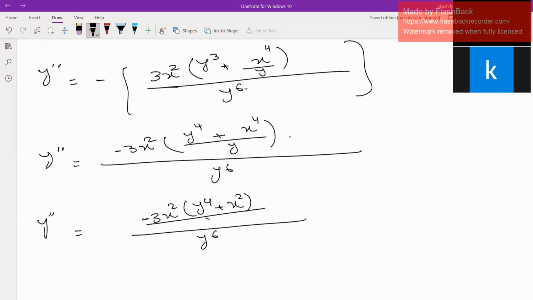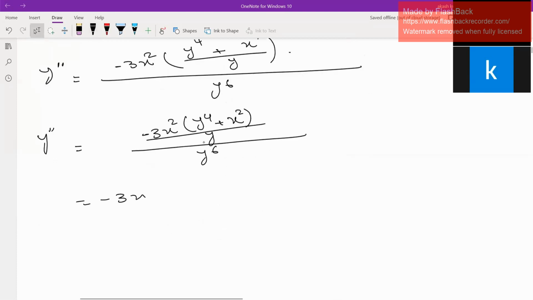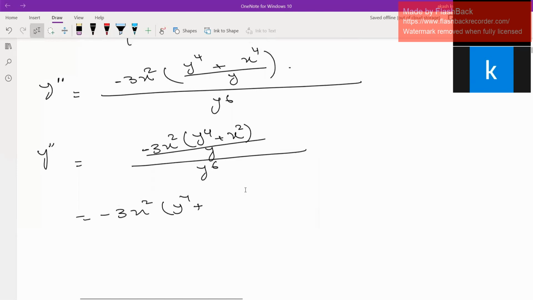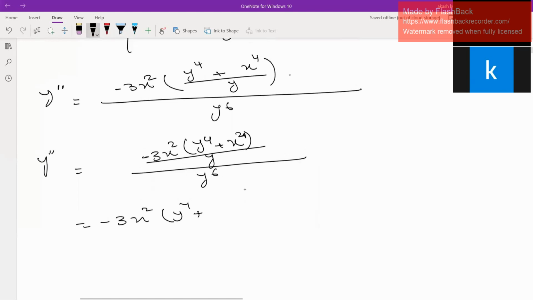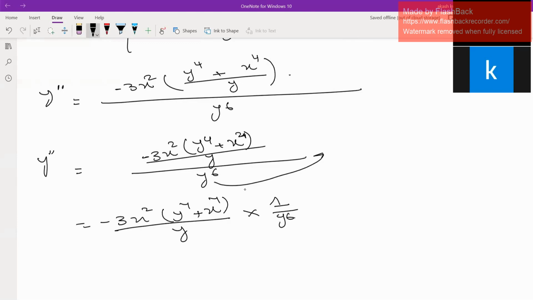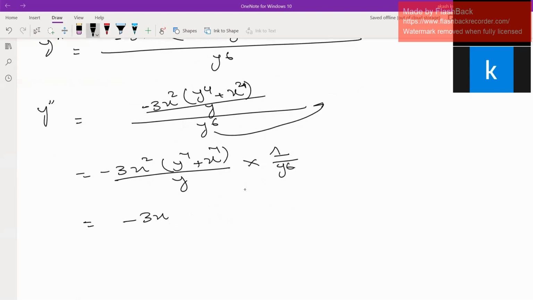It's like this, inverse proportion. Minus 3x squared y^4 plus x^4 divided by y. If I multiply by y^6, because it's divisible in the numerator and the denominator, if I write it in proportion form, it becomes 1 over y^6. Okay. And then we have minus 3x squared y^4 plus x^4 divided by y^7.